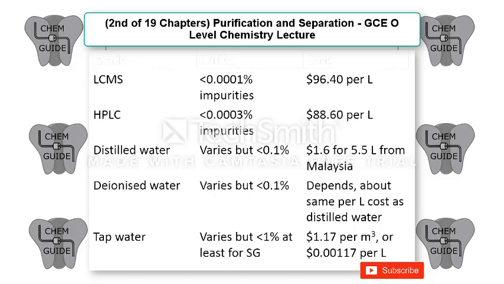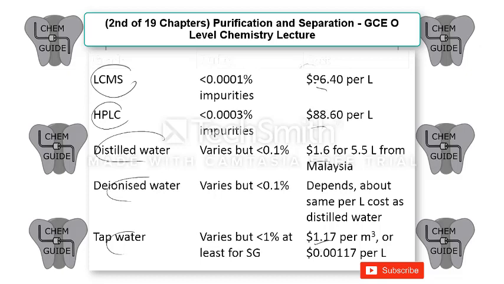So before we begin with this topic, let's have a quick overview or just quick introduction of why we need to learn how to purify and separate things. So on this screen here, you see 5 different grades of water, with the stark difference being the price. It can range from as much as $96.40 per liter to about $0.00117 per liter. This is quite a drastic change.